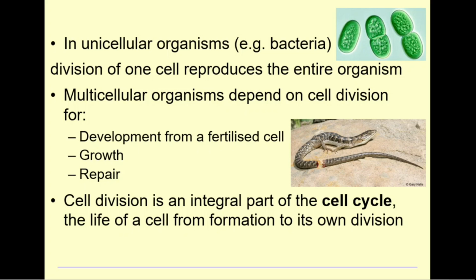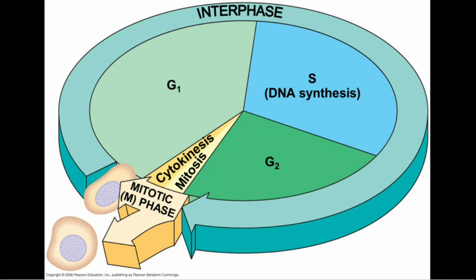But mitosis is only one part of what we refer to as the cell cycle. So the cell cycle is the entire life of a single individual cell from the time it's formed to the time it actually divides itself. Okay, so we refer to that as the cell cycle. And on the next slide, I've got a little diagram that we'll walk through that shows you the entire cell cycle.